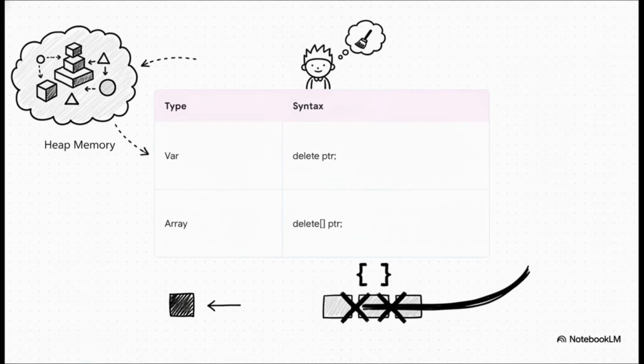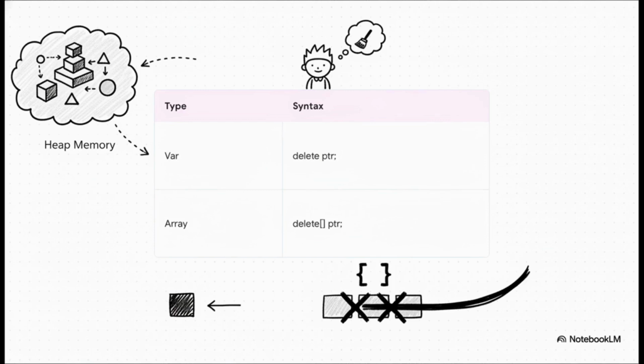If you dynamically allocated a single normal variable, it's easy. Just write delete PTR. But if you allocated an array, you absolutely must include square brackets and write delete [] PTR. Those brackets are vital. They explicitly tell the compiler to go over to the heap and delete the entire array, not just the very first element.